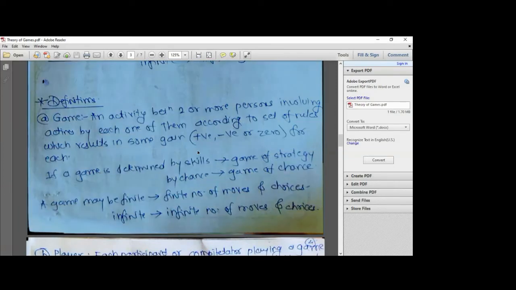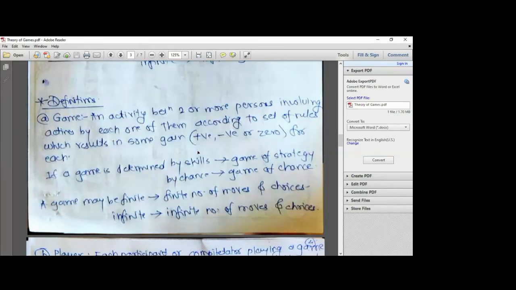And if there is no strategy, the players are depending upon chance, right? So it is called a game of chance, or you can say they are depending upon luck. So it is a game of chance. Chance means luck, right? If a game is determined by skills, then it is a game of strategy.